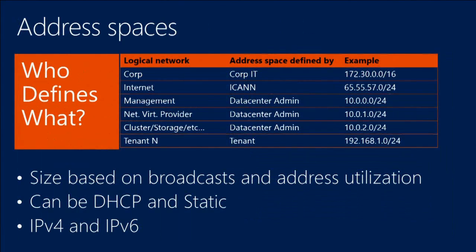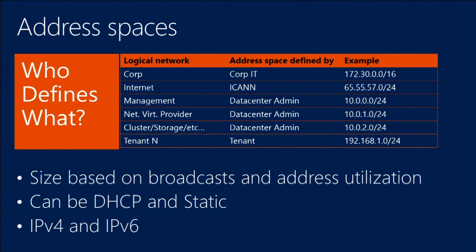Last thing I want to talk about as far as planning goes is your address spaces. Each network is going to essentially have its own address space, and who defines it depends on what network it is. For example, your corporate network will come from your corporate IT. Your internet IP addresses, your addresses that are routable on the internet, will come from ICANN. They dish them out. They're getting very expensive for IPv4. And then your data center networks, if you organize things correctly, then your data center can actually define its own address space. It's independent of everything else.